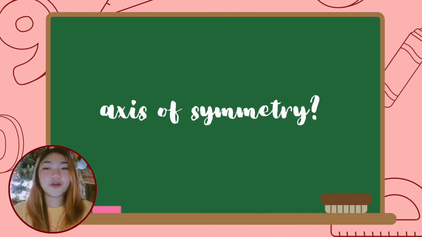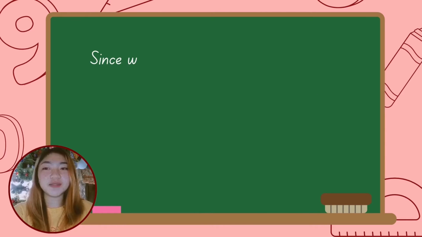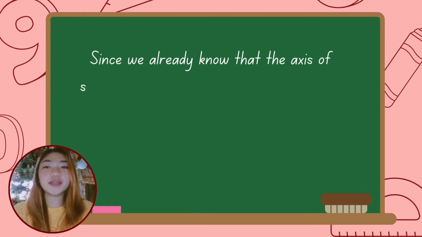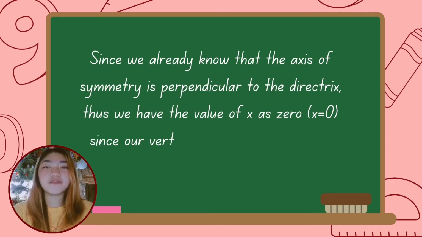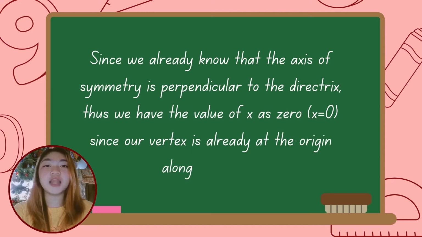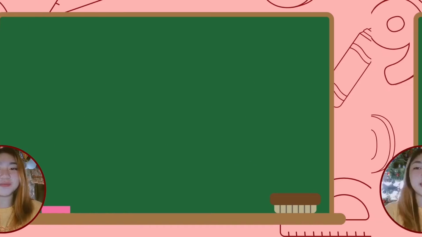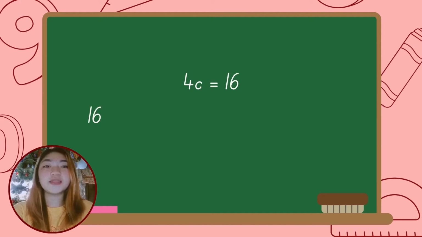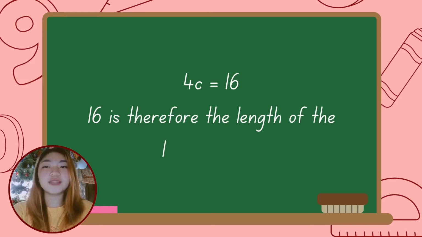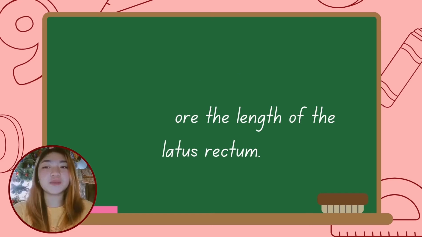Lastly, we have to solve for the axis of symmetry. Since we already know that the axis of symmetry is perpendicular to the directrix, we have the value of x as 0 since our vertex is already the origin along the x-axis. Now, if your teacher asks you what is the length of the latus rectum, it is simply 4c. Since we already have the value of 4c as 16, 16 is therefore the length of the latus rectum.